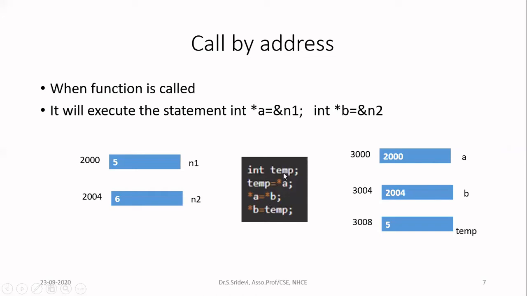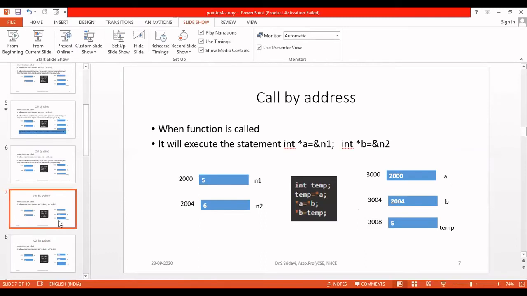Inside the function swap, you have written 4 statements. The first statement is int temp. When this is executed, the compiler will allocate memory for temp, which is of integer type. So it will allocate either 2 bytes or 4 bytes. Now let us assume the starting address is 3008. Initially this 5 will not be there. It will have some garbage value. Okay, let me remove that so that you will understand. Right. Now let us go to the function.